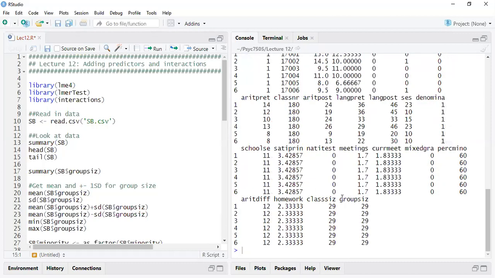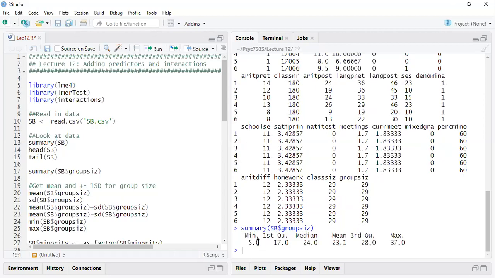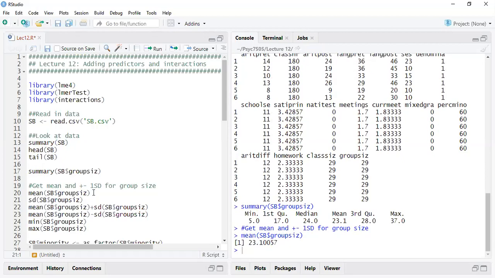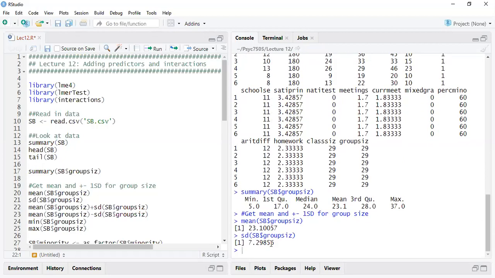If we look at just the head, one of the things I want to point out is group size is a level 2 variable. It's the size of the group that students were tested in, so it's the same for all students in the group. If we get a quick summary of group size, we can see the minimum, median, and mean, where the mean is 23.10 and the standard deviation is 7.29.